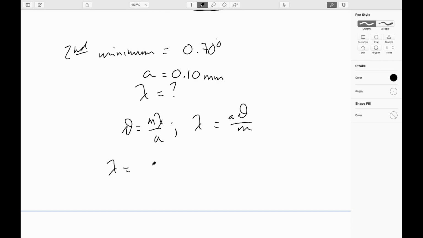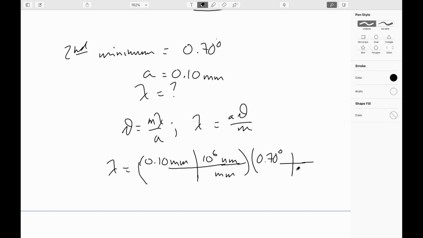Okay, so let's start putting everything in. Lambda here will be equal to 0.10 millimeters. You'll probably want to convert that over to nanometers. There's a million nanometers in a millimeter. And now here we've got to be really careful. 0.70 degrees, but we need to work in radians. So we remember that in 180 degrees, there's pi radians. And then we can divide it by 2.